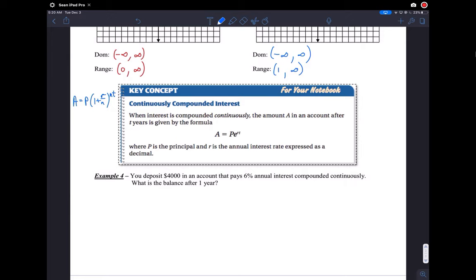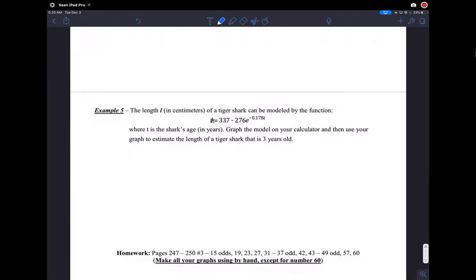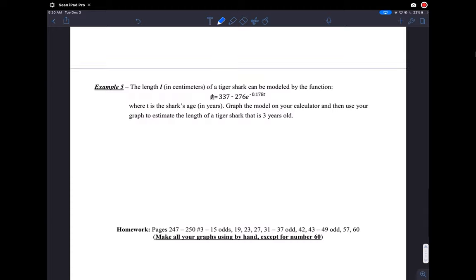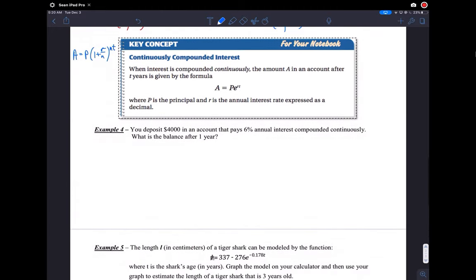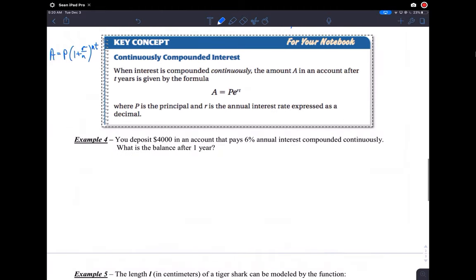Hey guys, so we want to do example 4 and 5 here for section 4.3, and we'll be out of here, okay? If we look at this real quick, this is another exponential growth formula for interest.